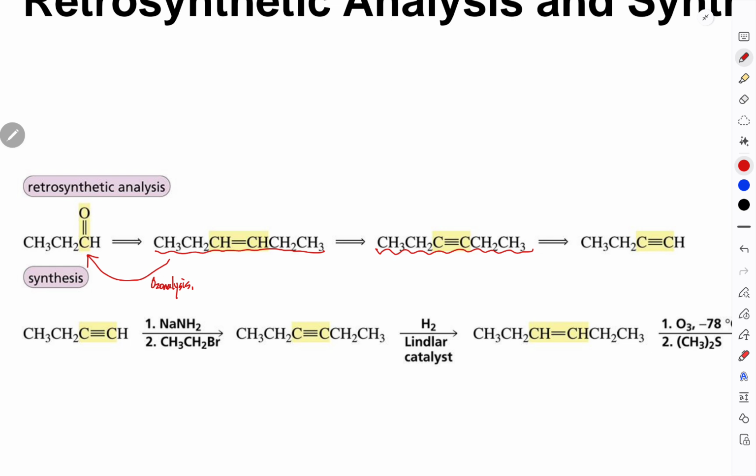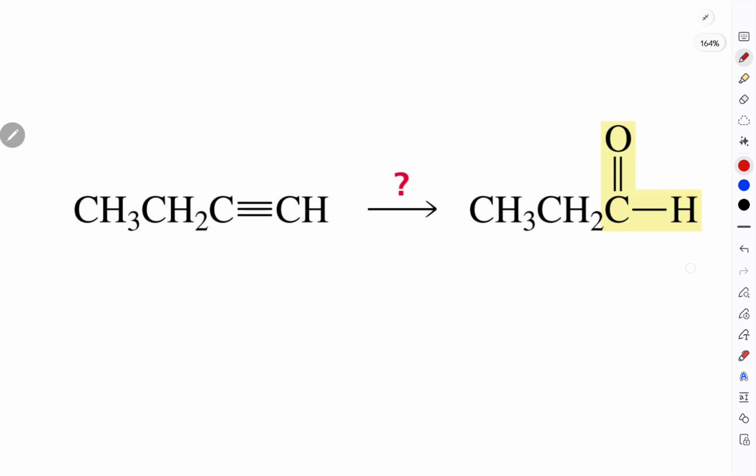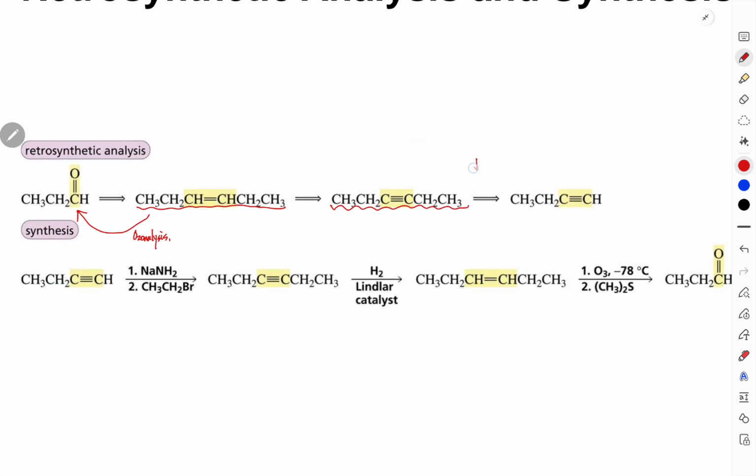And to make this internal alkyne, of course, same thing. You can perform a deprotonation and alkylation step. So from the starting material, deprotonation and alkylation will give you the internal alkyne. Hydrogenation with Lindlar catalyst will give you the alkene, and ozonolysis will give you the oxidative product that you want for this problem. Okay.